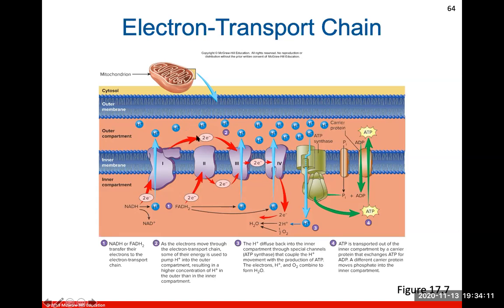And by transferring the hydrogen ions to the outer compartment, we create a greater concentration of them so that when they flow through the ATP synthase, they'll flow passively down their concentration gradient. And the ATP synthase is where we create the majority of the ATP.